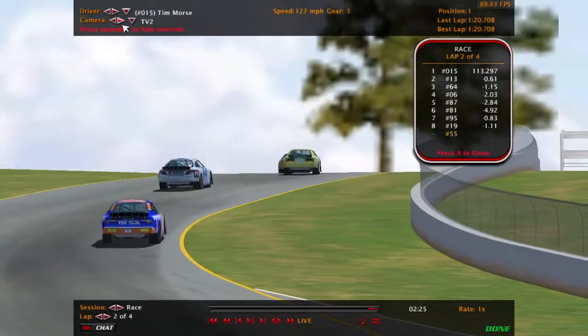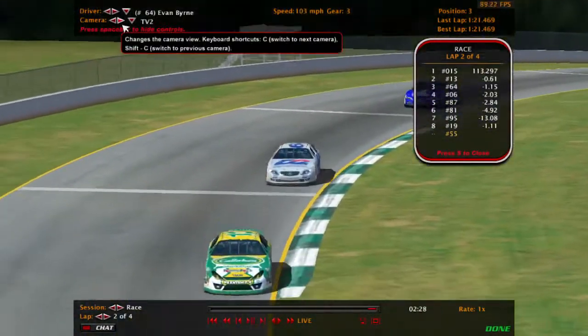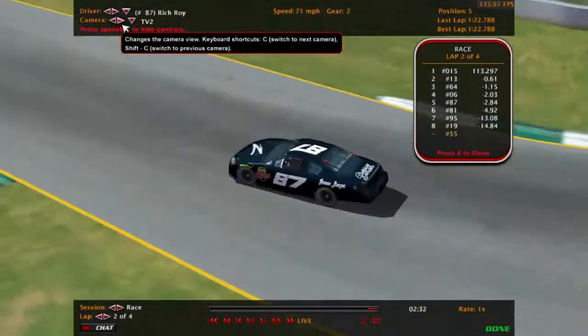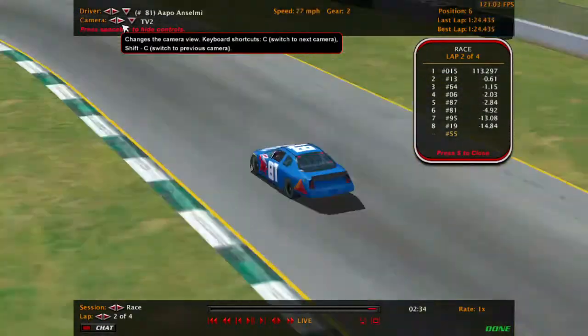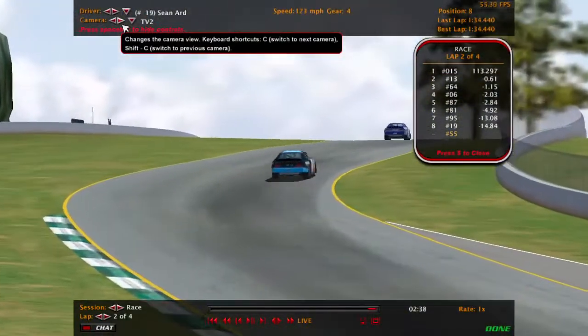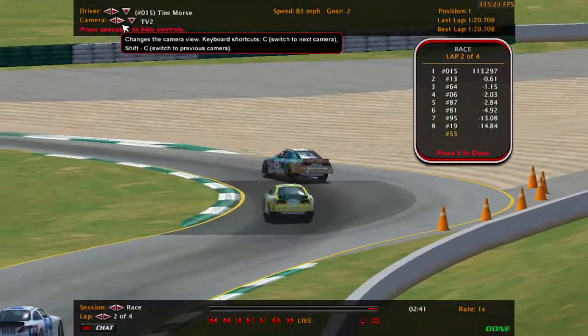Meanwhile, up front, it is Tim Morse over Farley Callahan. Evan Byrne is running third. Billy Ray Smith-Thompson's currently in. Rich Roy is in the last transfer spot with Apo Anselmi on the outside looking in. The Lycoya of Woodard on the outside looking in. And now Ard is on the outside looking in as well.